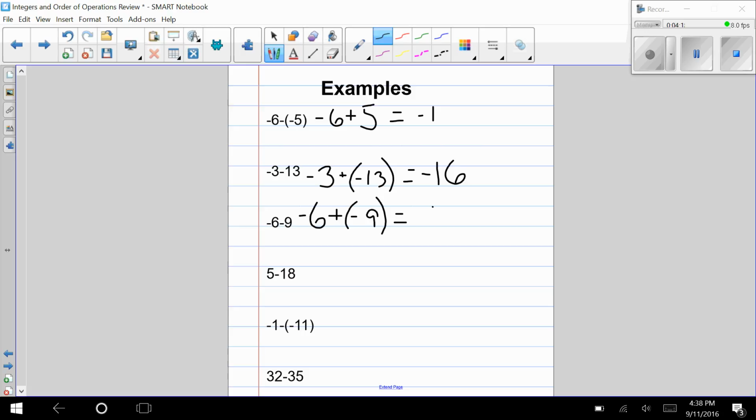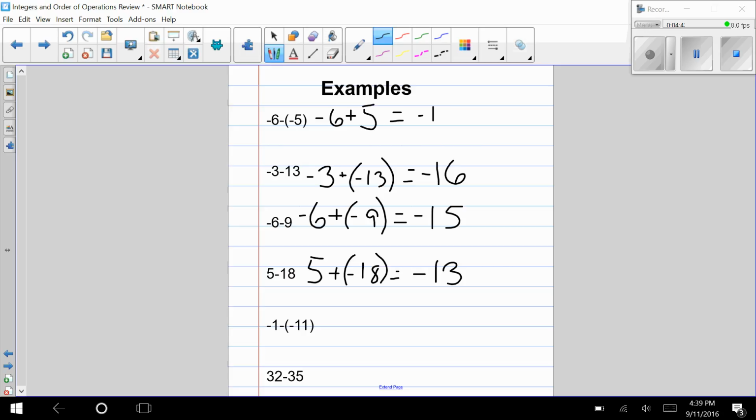So I'm going to add them together, which makes 15. Since they're both negative, my answer is negative 15. 5 minus 18. We're going to change it to 5 plus negative 18. Now my adding rules say that I take the sign of the bigger one, so my answer is going to be negative. Then I'll take the bigger minus the smaller, so 18 minus 5 is 13. My answer is negative 13.